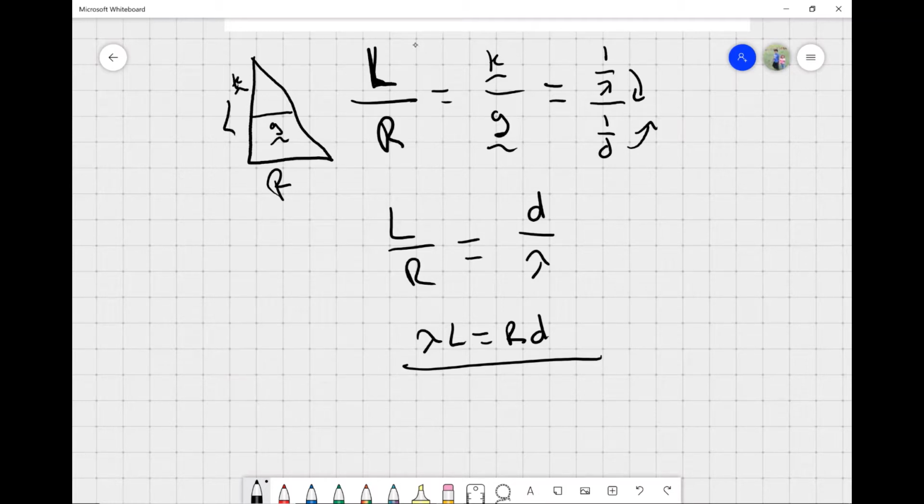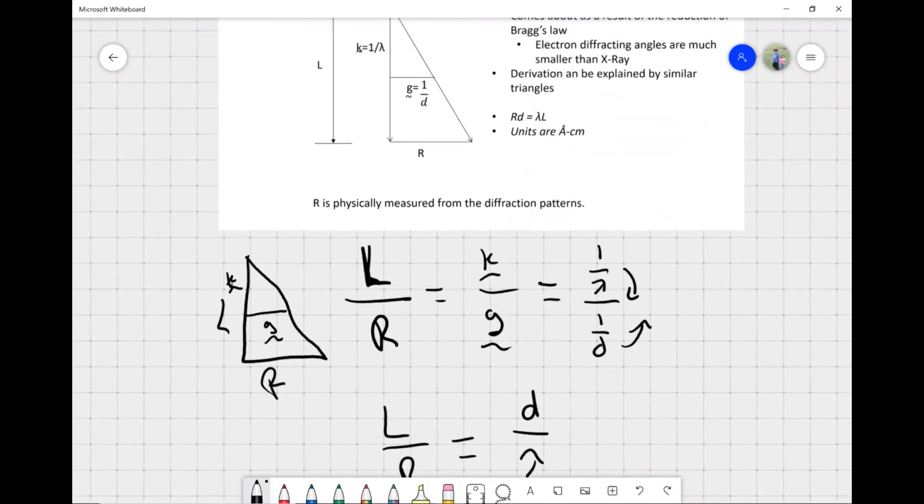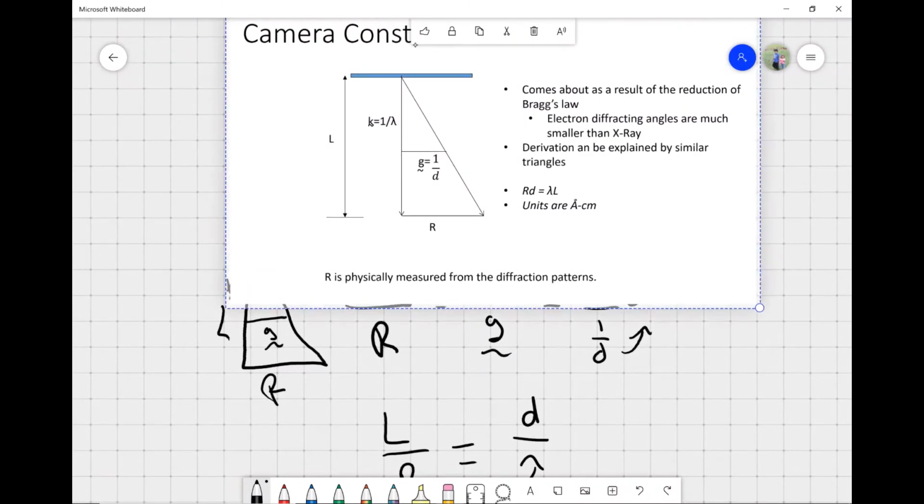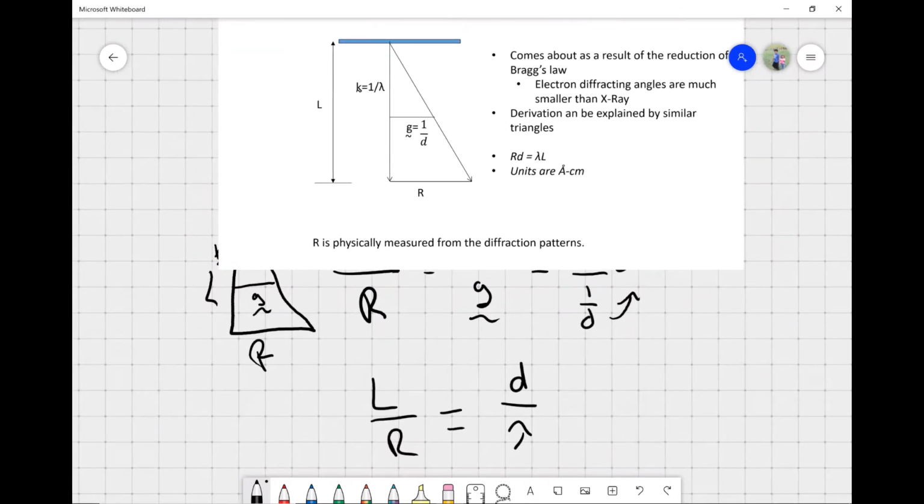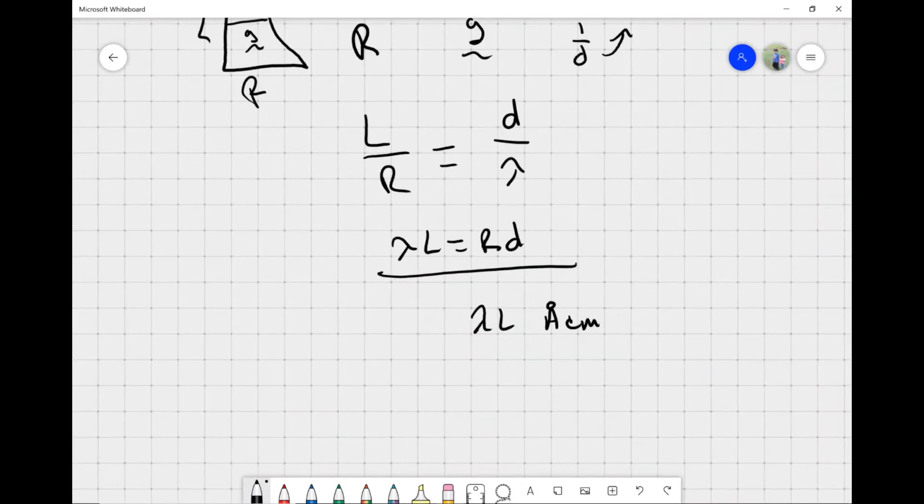Lambda L is in angstroms centimeters because camera length is measured in centimeters and R is also measured in centimeters. And historically, we've measured wavelength and D-spacing in angstroms, not nanometers. So that's where this unit comes from. Hopefully this is helpful.